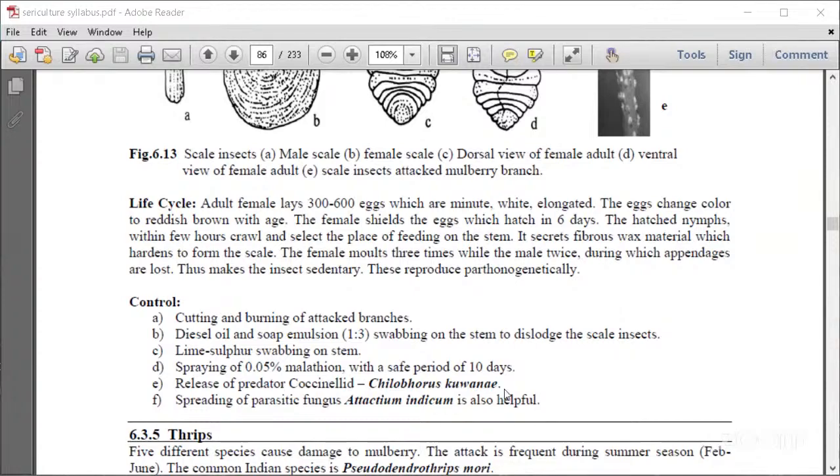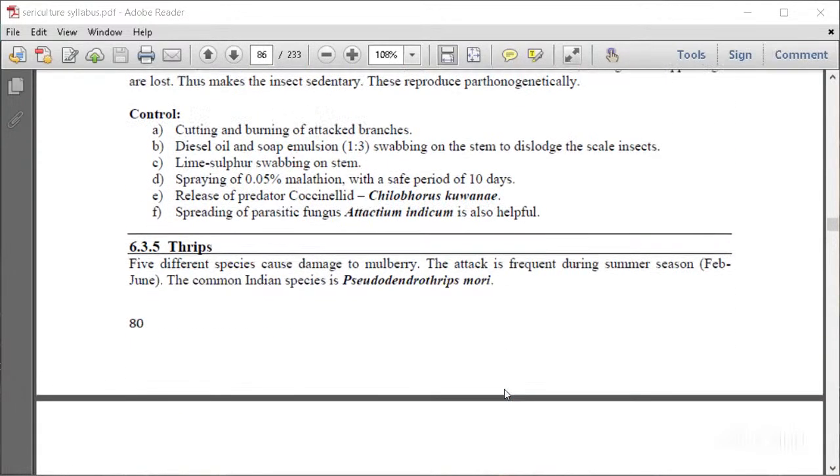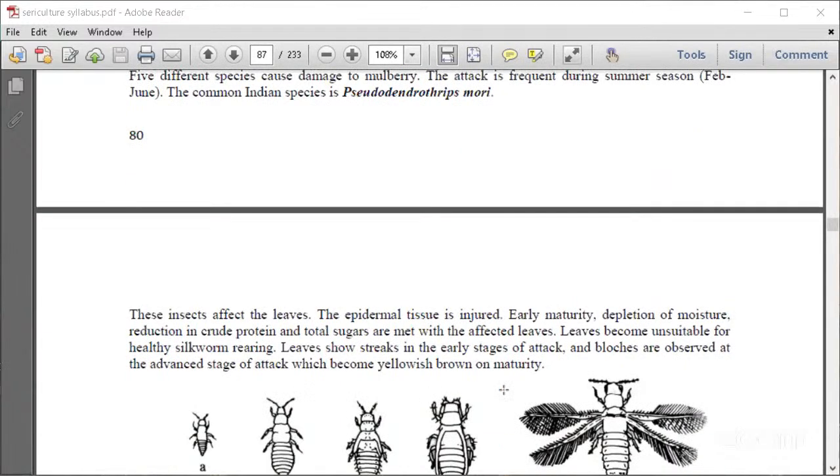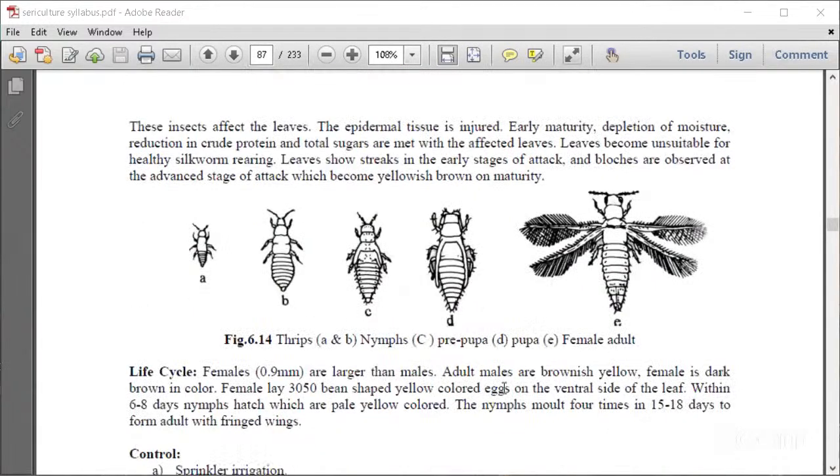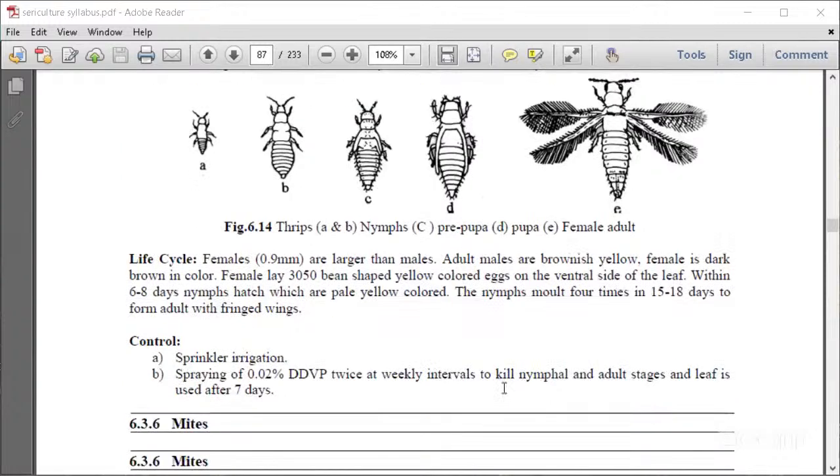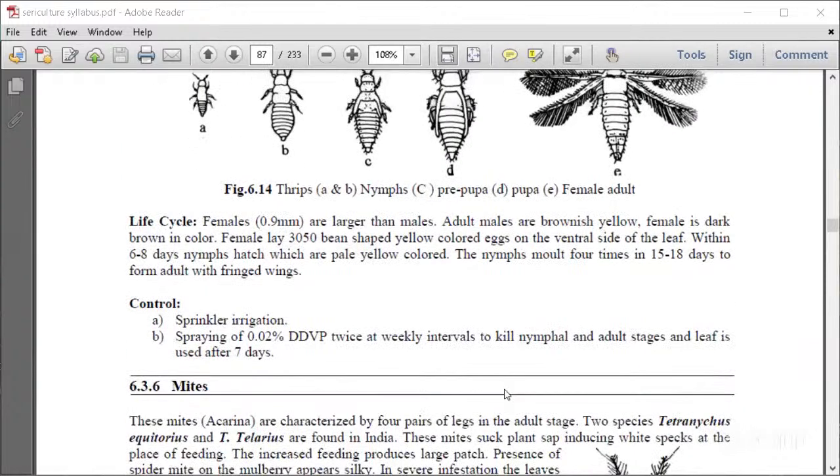And the other one is thrips, that is Pseudodendrothrips mori. This is the thrip and nymphs. So how to control these thrips and nymphs? Use sprinkler irrigation and spray 0.2% DDVP twice at weekly intervals to kill the nymphal and adult stages. And the leaf is used after 7 days.